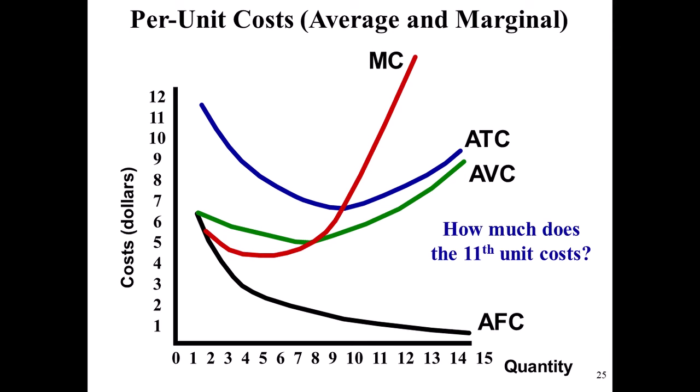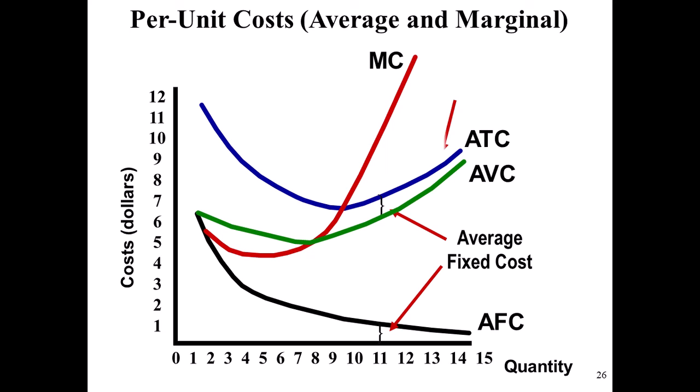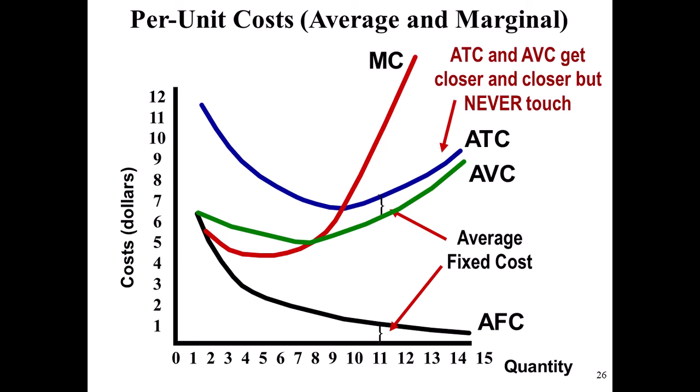Moving forward, that distance between the 2 curves is going to be your average fixed cost. This is a question that AP exams love to ask: what's the value between ATC and AVC? Or they don't give you the average fixed cost and they ask you to find it. You can find it by looking at the distance between these 2 curves at one quantity. So at 11, the distance between these 2 curves is right here.